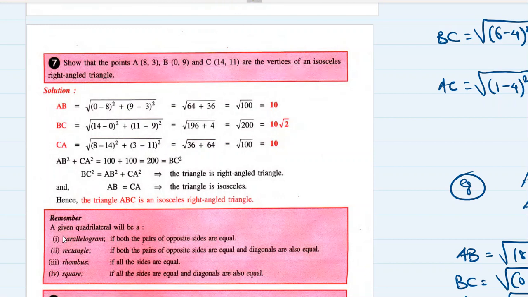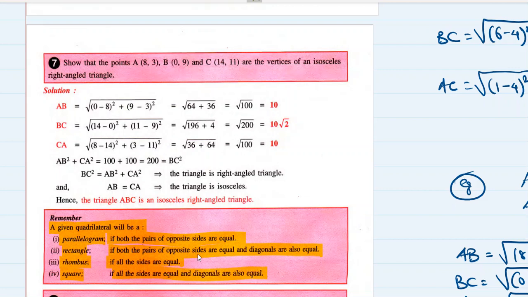Next is some facts about a quadrilateral. A given quadrilateral will be a parallelogram if both the pairs of opposite sides are equal. So for proving a quadrilateral to be a parallelogram, you just have to prove that both the pairs of opposite sides are equal. For proving a quadrilateral a rectangle, you have to prove that both the pairs of opposite sides are equal and diagonals are also equal. For proving a quadrilateral a rhombus, all the sides must be equal, and for proving the quadrilateral a square, all the sides are equal and diagonals are also equal.